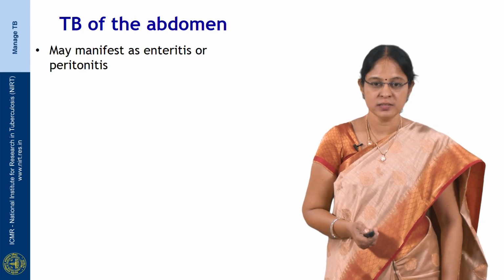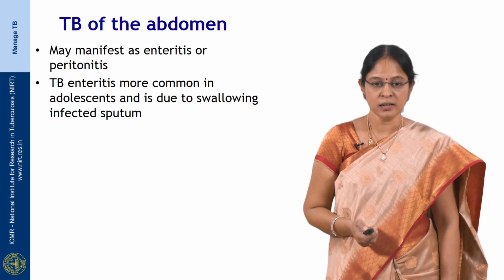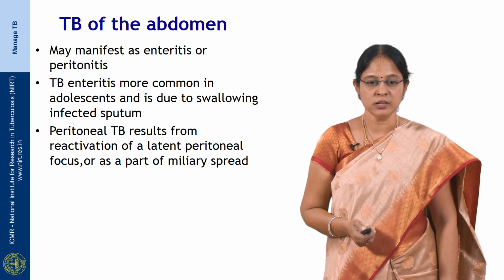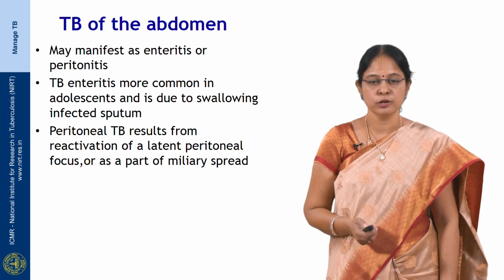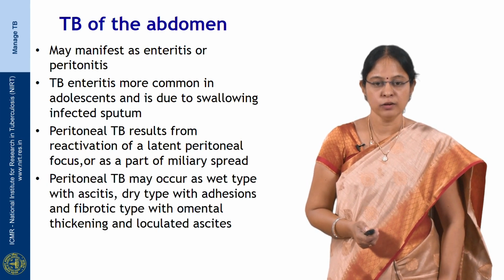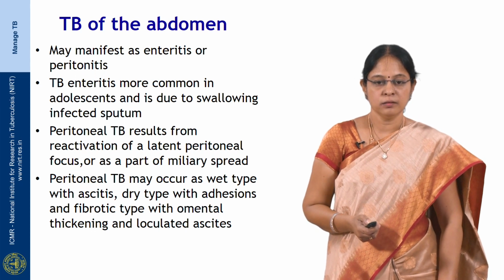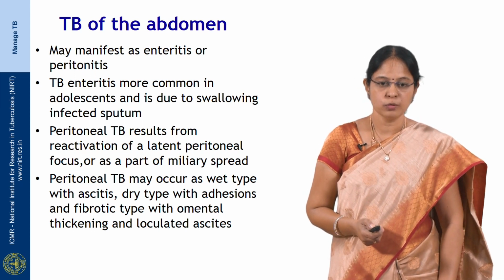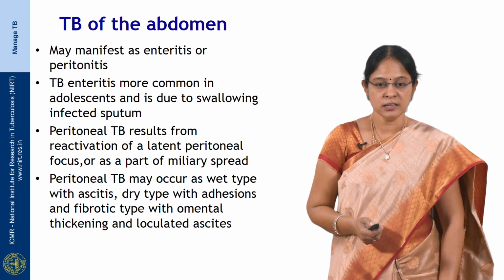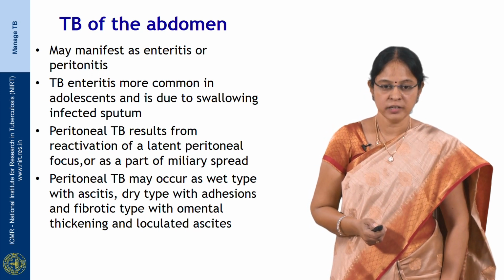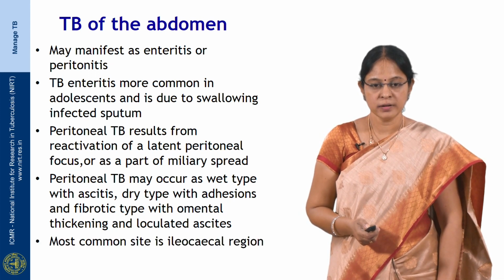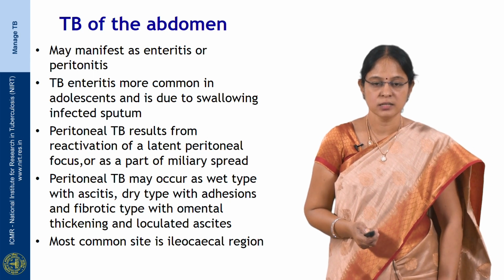TB abdomen usually manifests as enteritis or peritonitis. TB enteritis is more common in adolescents, and it is due to swallowing infected sputum. Peritoneal TB results from the reactivation of a latent peritoneal focus or as part of a miliary spread. Peritoneal TB may occur in any one of three forms, where the wet ascitic type is the most common one, with collection of free or loculated fluid in the abdomen, the dry type with adhesions, and the fixed fibrotic type where there is omental thickening. The most common site of TB abdomen is the ileocecal region.